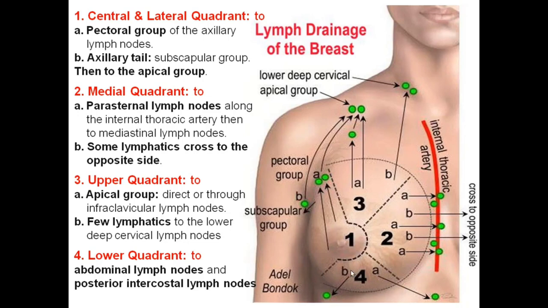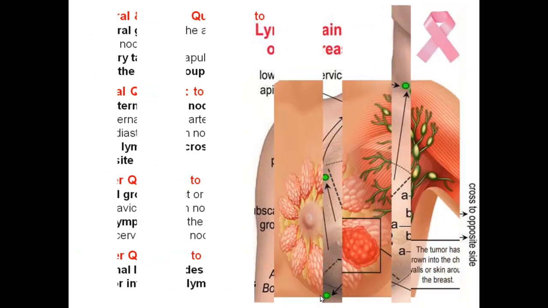The upper quadrant drains into the apical group of the axillary lymph nodes, either directly or indirectly through the infraclavicular lymph nodes. Some lymphatics cross the clavicle to drain into the lower deep cervical lymph nodes. The lower quadrant drains into the abdominal and posterior intercostal lymph nodes.